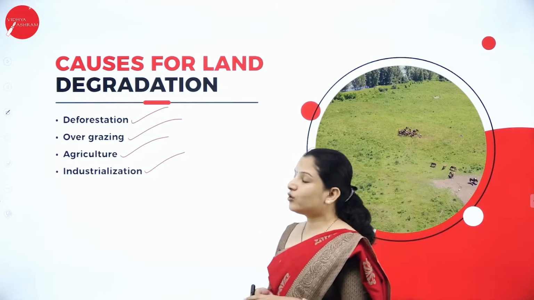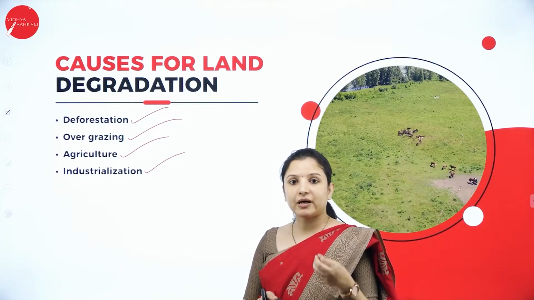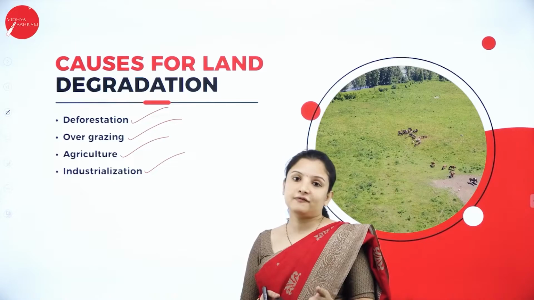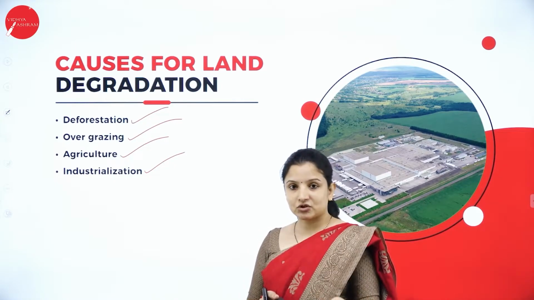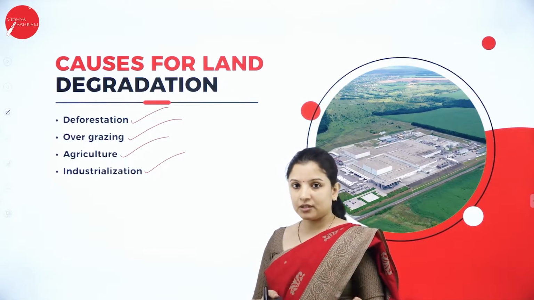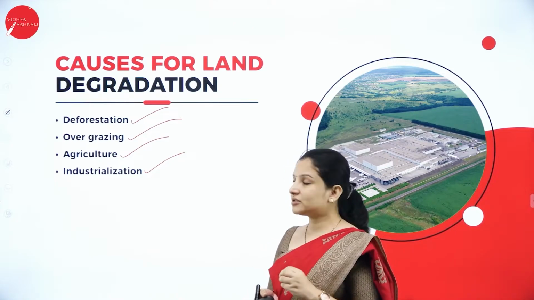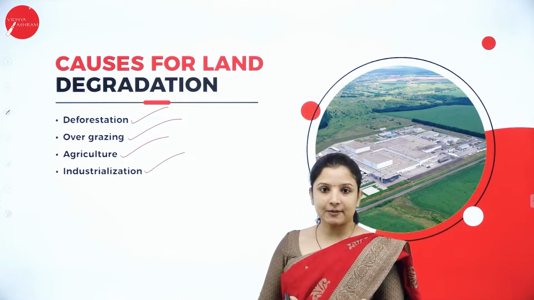Next, talking about overgrazing. Deforestation is nothing but the cutting of trees by human beings in order to clear the forest so that industries, transportation, houses, etc. can be set up there. So therefore, deforestation degrades the land. It causes land degradation.